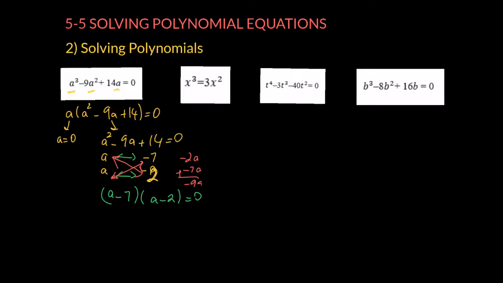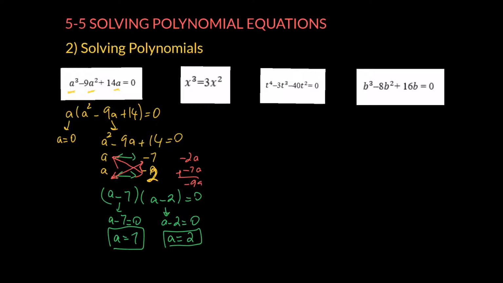Right now, I still have two expressions that are multiplied to 0. Either the first one is going to be 0, a - 7, or this one is going to be 0, a - 2. Add 7 on both sides for this one, a would be equal to 7. Add 2 on each side for this one, a would be positive 2.